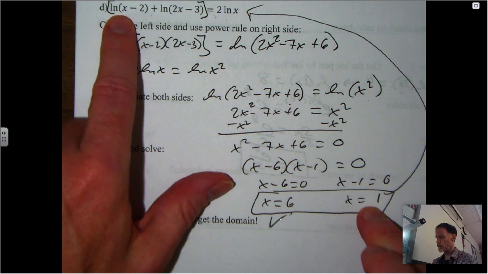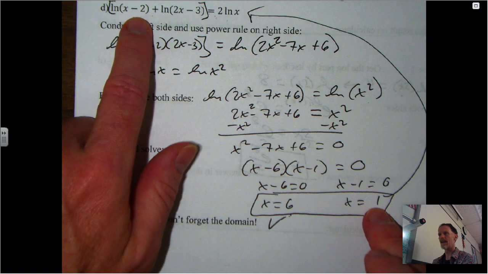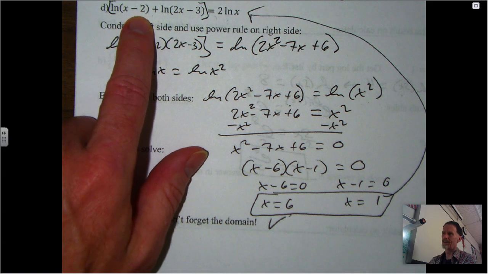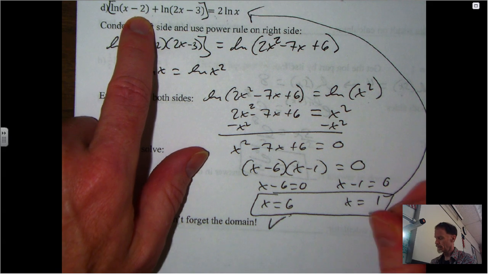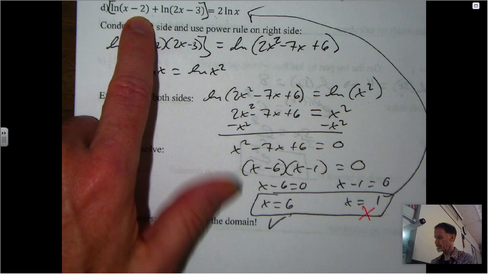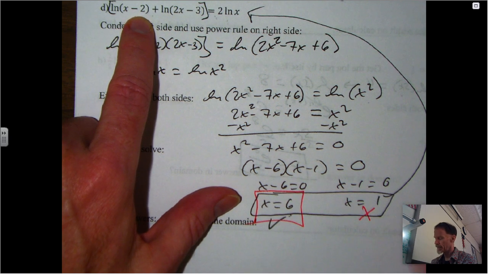If we do the same thing for 1, notice on this first one, if I plug in 1, 1 minus 2 is negative 1. That is not okay. So this is what we call an extraneous solution because it is not in the domain of the function. So your only solution is x equals 6. X equals 1 is extraneous, so it only has the one solution.